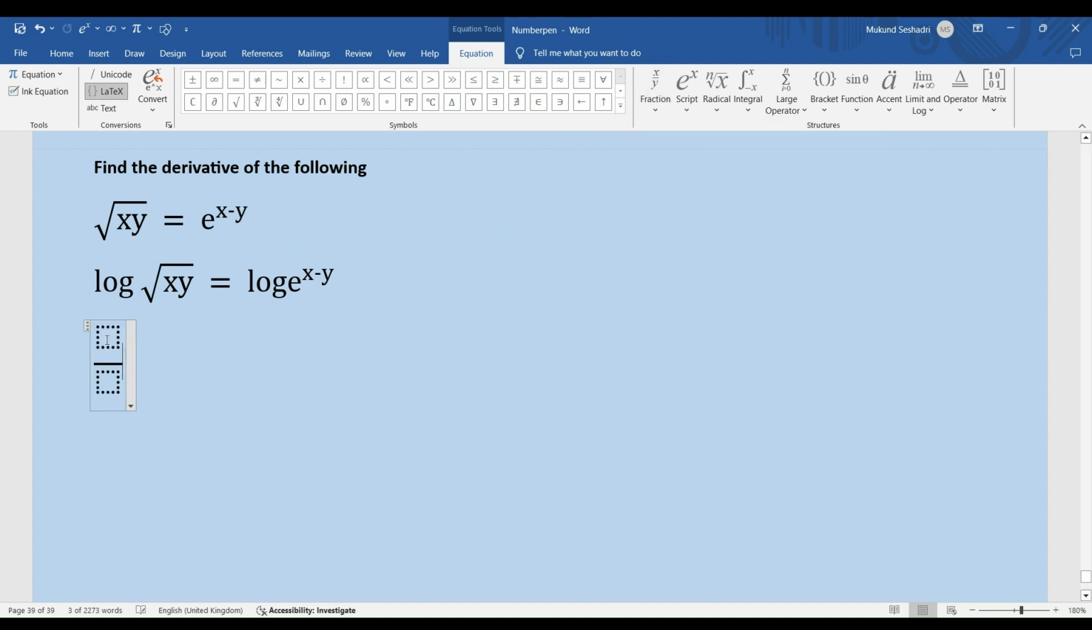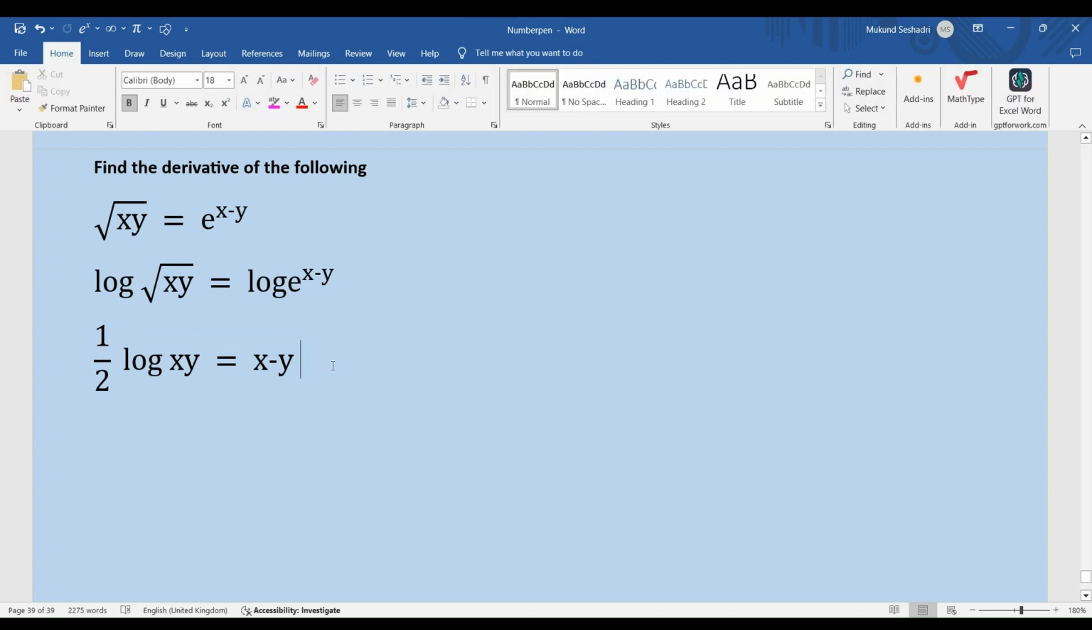It turns out to be half of log xy, right? Equals, and then again the power rule on the right hand side, which means that I have an x minus y times log e. And what is log e? Remember, when we do a log on either side, we're taking a natural logarithm, and when we say natural logarithm, it is to the base e, right? Which is a log to the base e of e, which is nothing but 1, right? So therefore we have this expression: half of log xy equals x minus y, right?